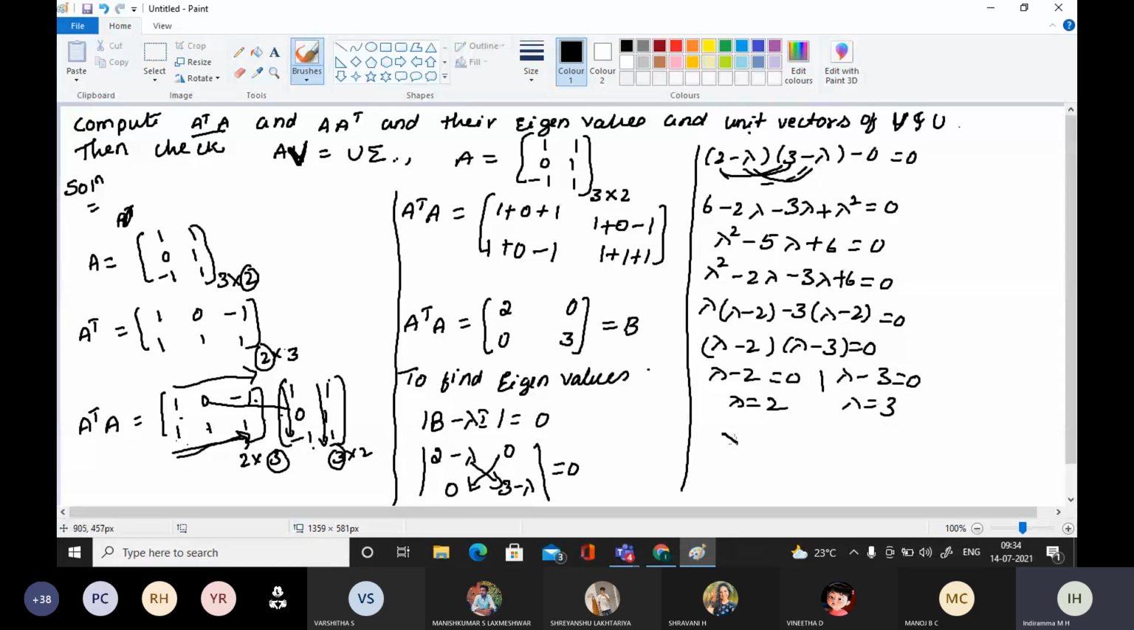So now we have to write in the decreasing order of lambda values. So lambda 1 is equal to 3 I will consider, lambda 2 is equal to 2 I will consider. Is it clear in finding eigenvalues?